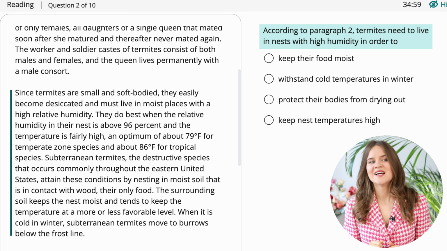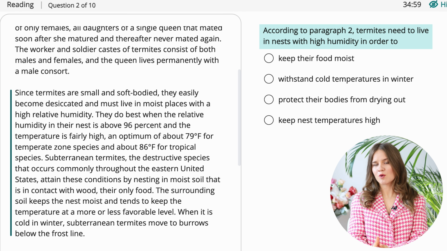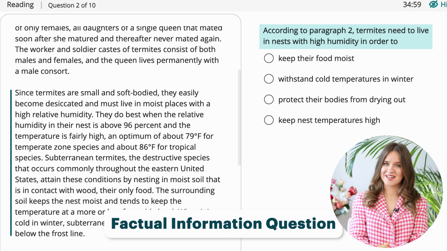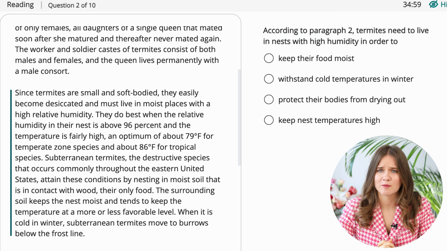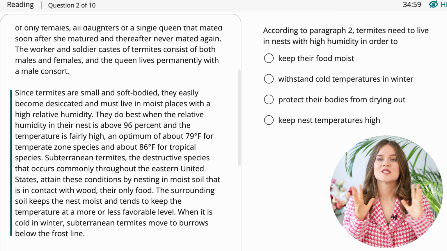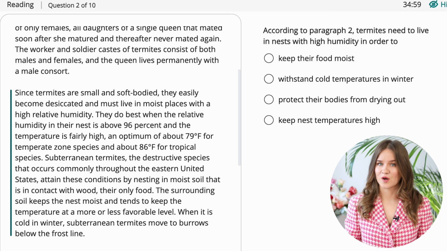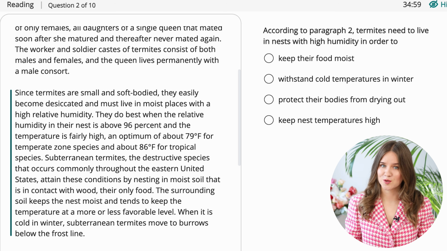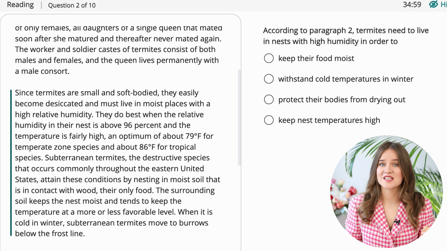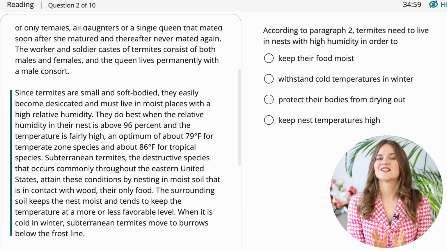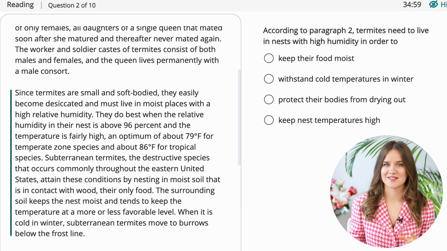Question 2. According to paragraph 2, termites need to live in nests with high humidity in order to... Another factual information question. This is a typical factual information question with good keywords in the question itself that requires a standard strategy. The question asks us, why do termites need to live in nests with high humidity? The key phrase in this question is high humidity. Now I need to find the sentence that contains this key phrase.